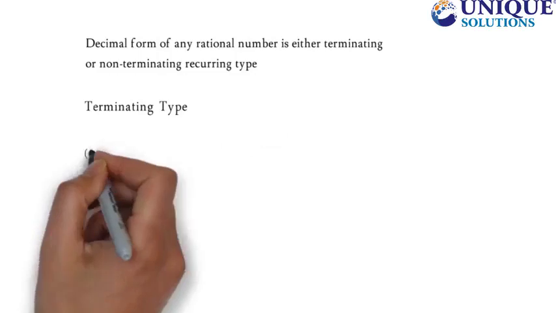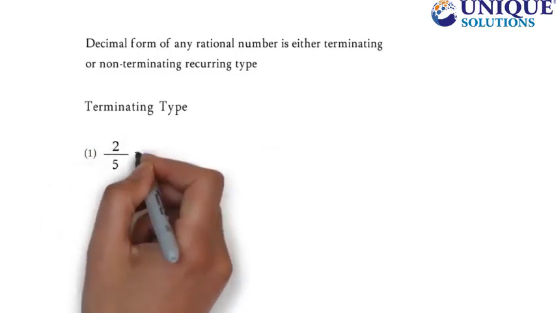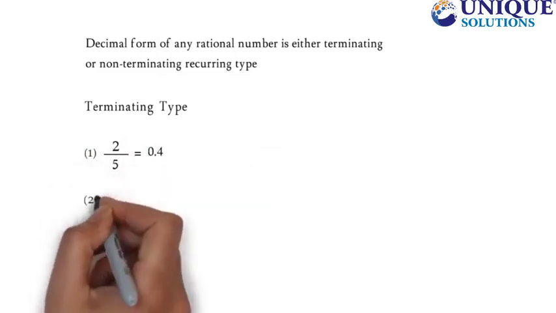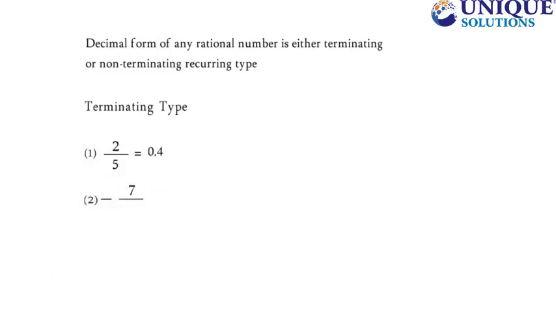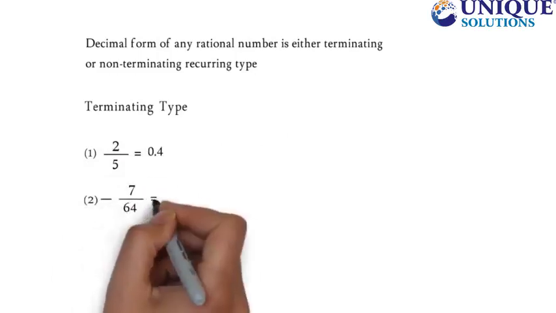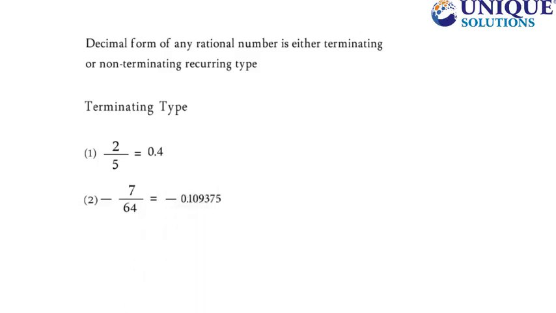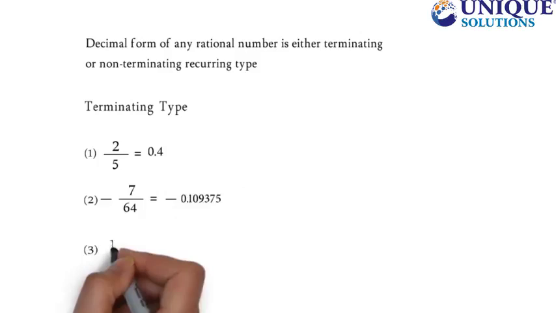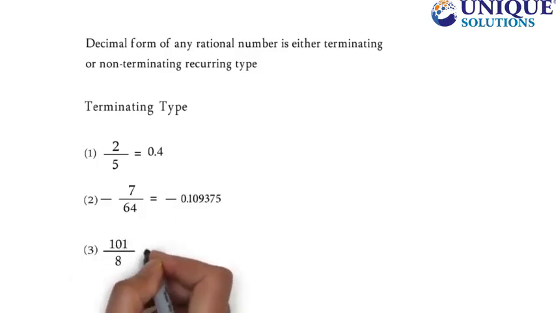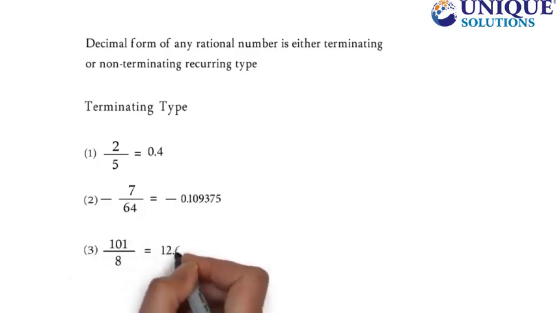Terminating type. 2 divided by 5 is equal to 0.4. Minus 7 divided by 64 is equal to minus 0.109375. 101 divided by 8 is equal to 12.625.